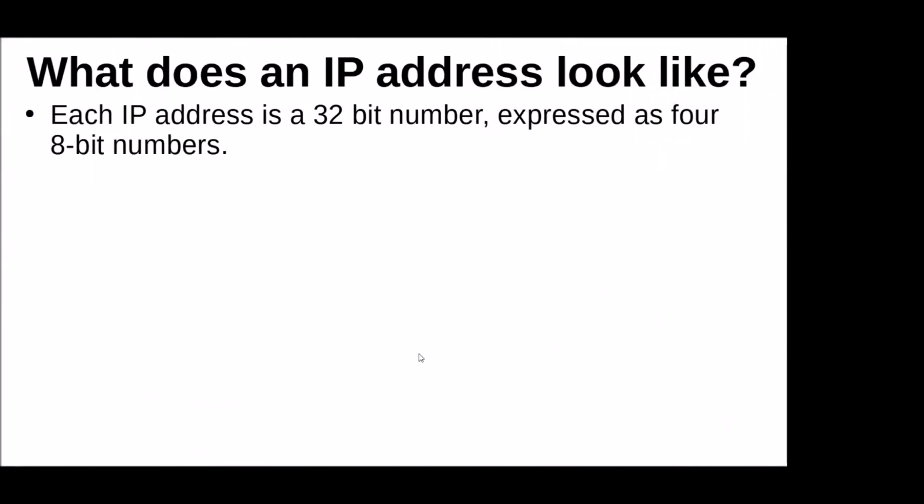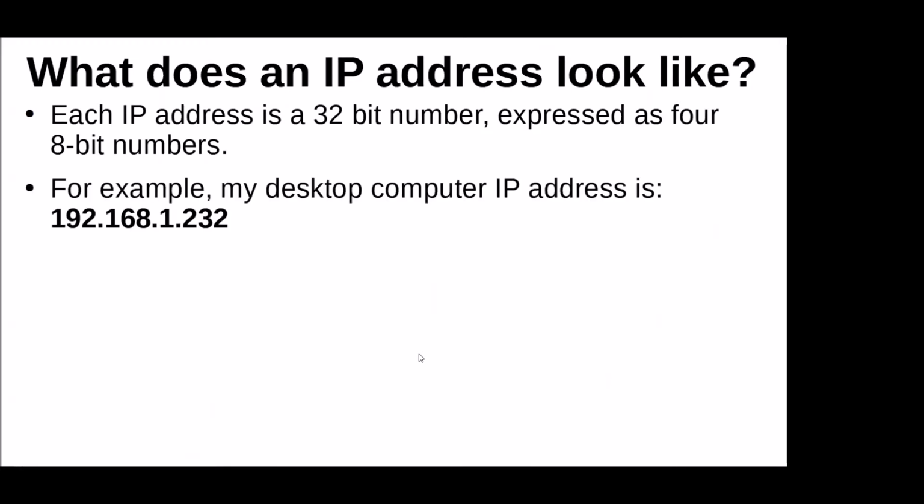Now, what does an IP address look like? It's a 32-bit number expressed as 4 8-bit numbers. And here's, for instance, my desktop computer, which I'm using right now to talk to you. Its address is shown here. And my smartphone address is shown here also. Now, notice that these are identical except for the last 8 bits, and they're separating each group of 8 bits with a dot. So the first one there for my computer would be read 192.168.1.232.